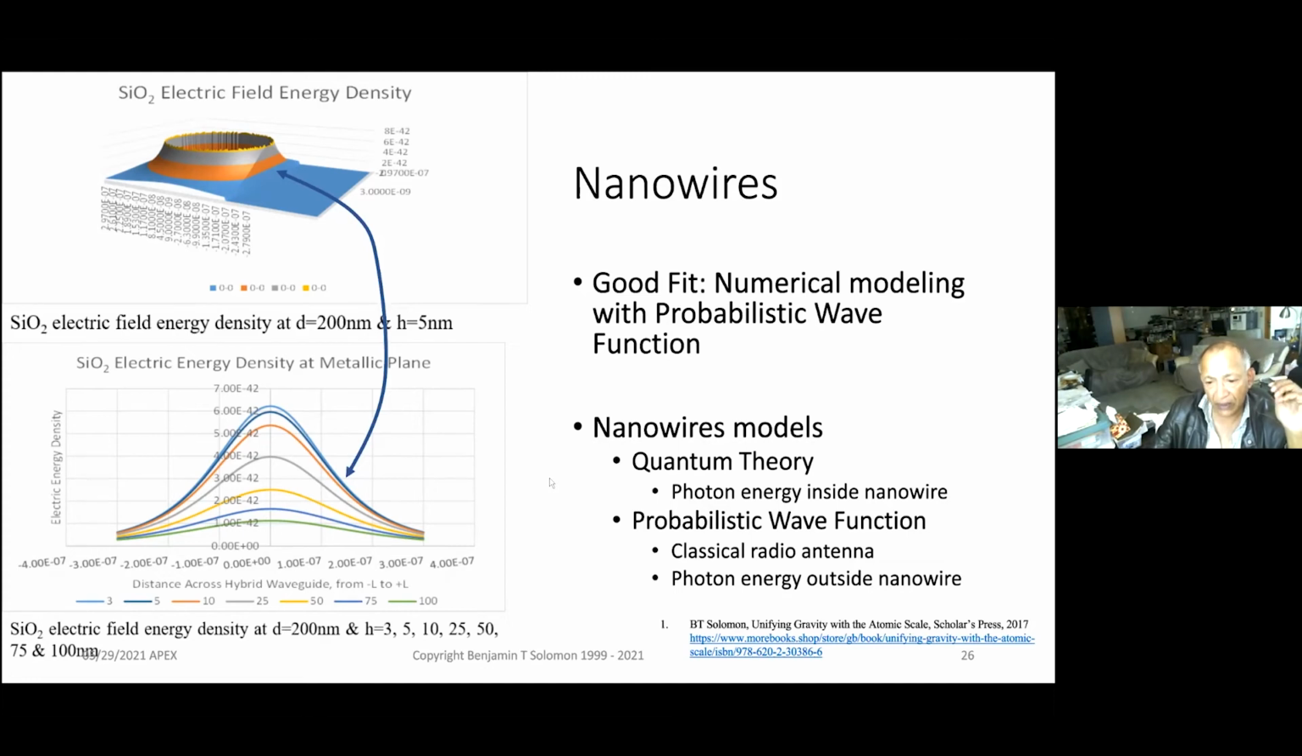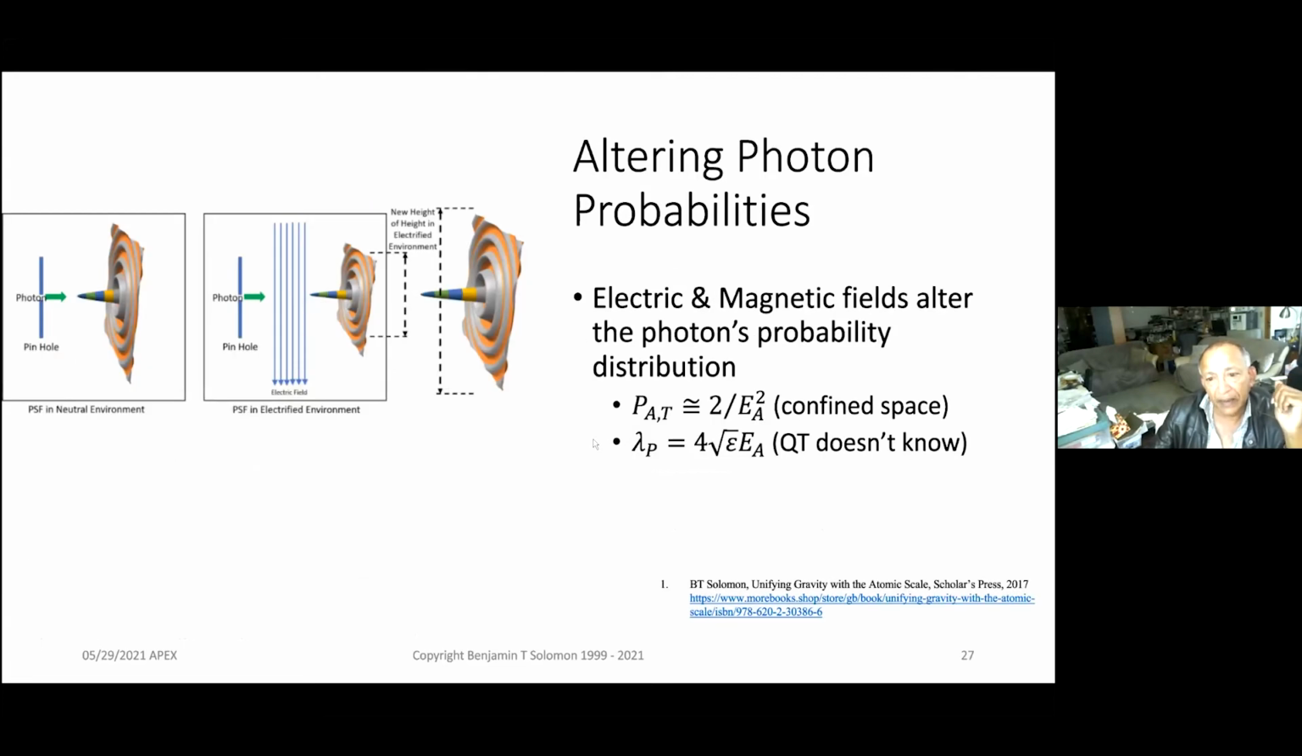So that's another thing, that the probabilistic wave function is just as good as the Schrodinger wave function in explaining things, but it is much simpler and easier to use. And the final thing that I put together was that you should be able to use an electric field or a magnetic field to change the shape of this pattern, to deform the probability distribution of the photon.